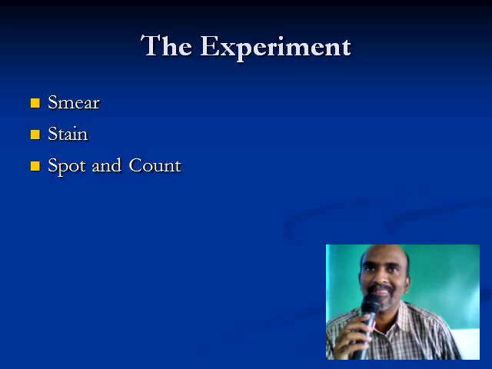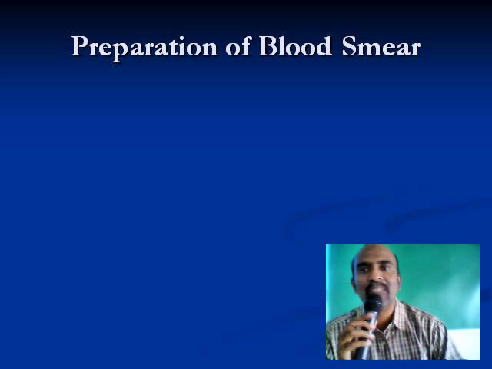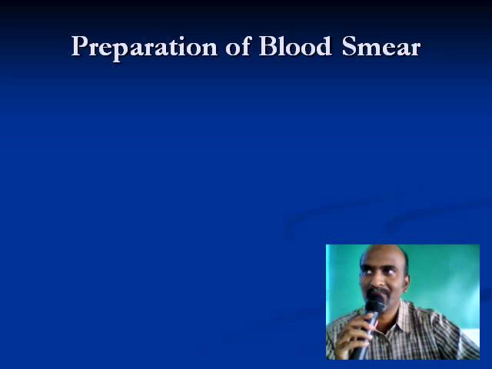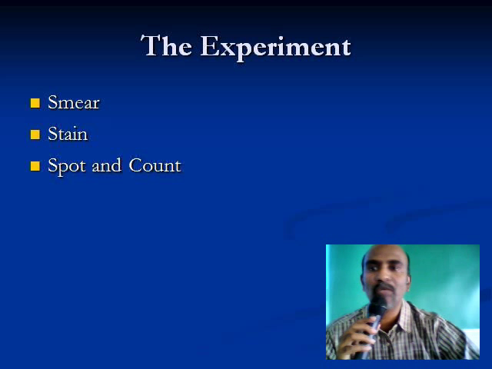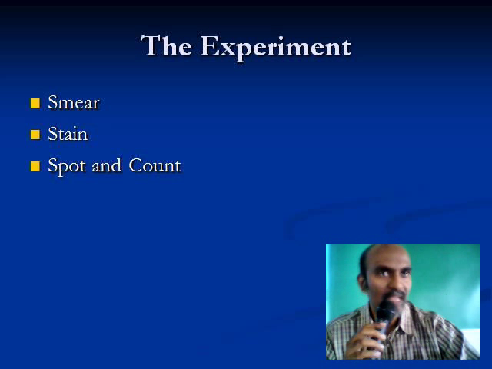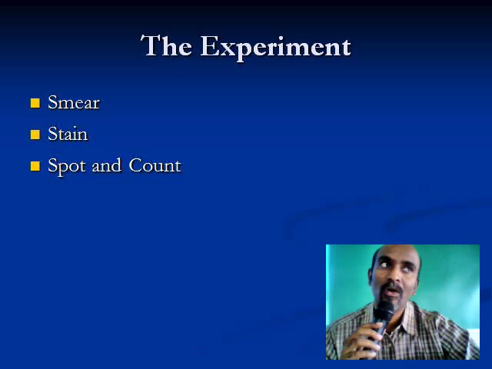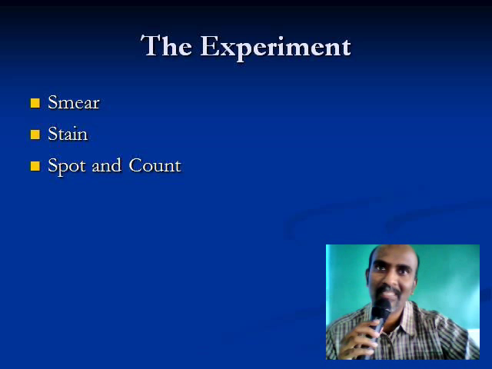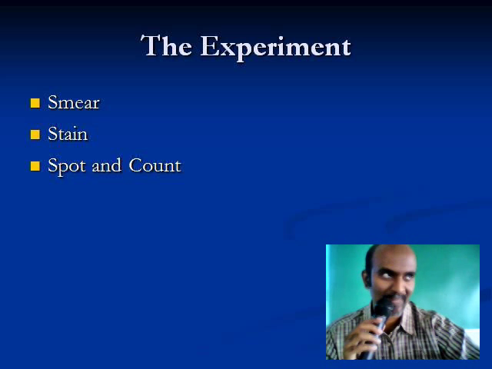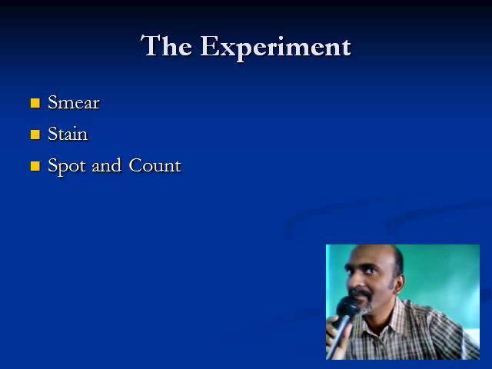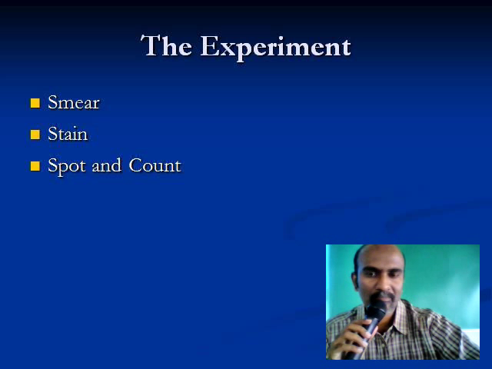So that is the first part of the experiment. Preparation of blood smear. Second part will be you should know how to stain. The examiner can ask you, what is the stain? What is it made of? What is the function of the stain? Isn't it? How are you going to use the stain?